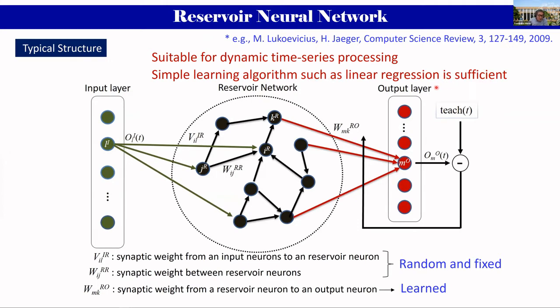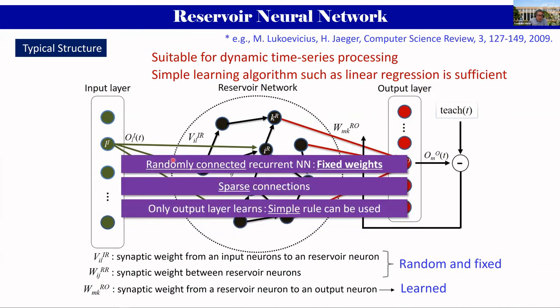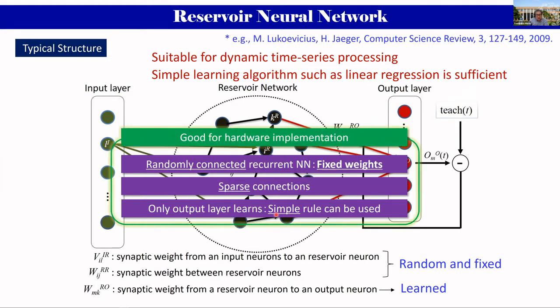So from the hardware point of view, this random connection with fixed values, and also that the connections are sparse, usually less than 10% are connected, and the simple learning algorithm, those are very good ingredients for hardware implementation. So currently, many researchers are working hard on the hardware implementation of the reservoir neural network.